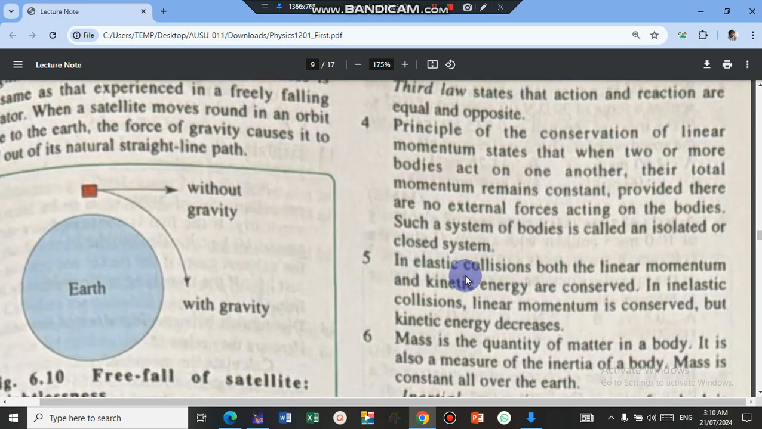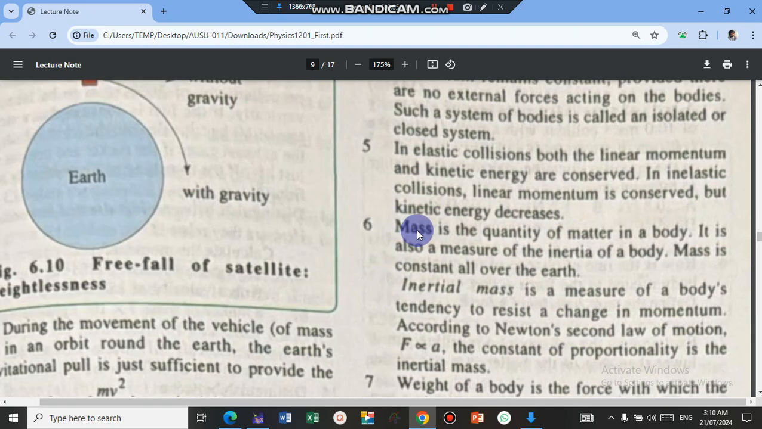The fifth point we should remember is that collisions can be elastic or inelastic. In elastic collisions, both linear momentum and kinetic energy are conserved. But in inelastic collisions, linear momentum is conserved, but kinetic energy decreases, meaning it's not conserved, because the kinetic energy is converted into sound, heat, and possibly light energy after collision. Number six, mass is the quantity of matter in a body.